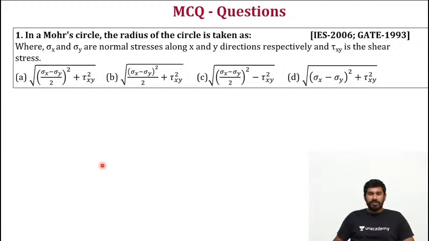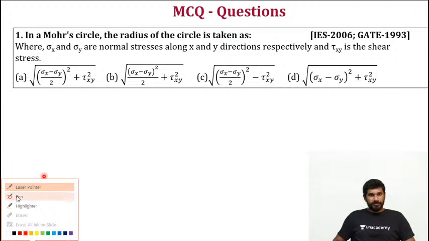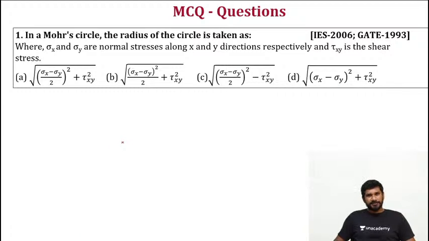Now let's go to the first question. In a Mohr circle, the radius of the Mohr circle is taken as, that's the question. It is asked in both IAS and GATE, where sigma x, sigma y represent the normal stresses along x and y directions, and tau xy represents the shear stress. So according to that, here the answer is A.